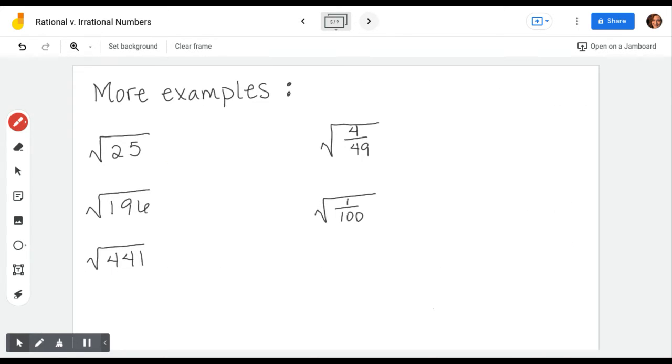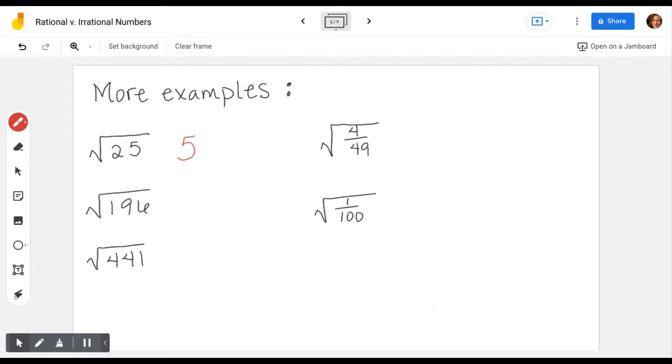Let's do some more. This sign is called the radical sign. The radical sign means what is that positive square root? Square root of 25, what do you take times itself to get 25? The answer is 5. Now, 196, if this isn't one that you know, I allow my students to use calculators.